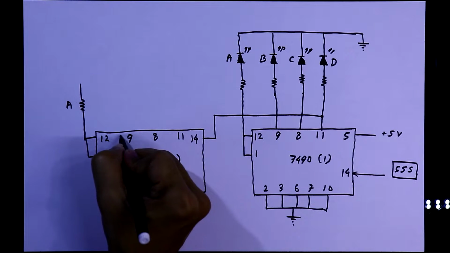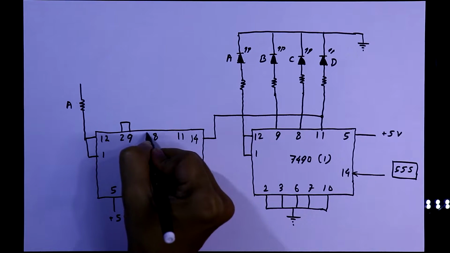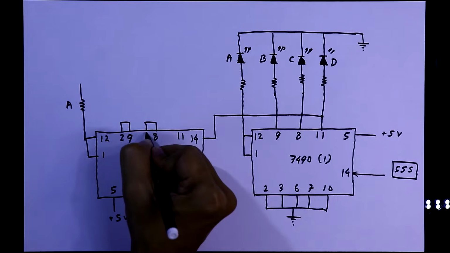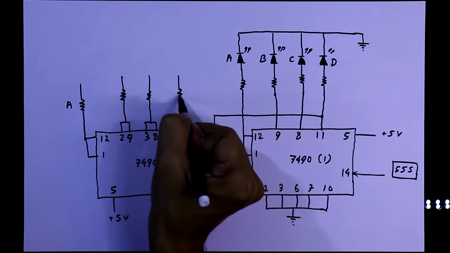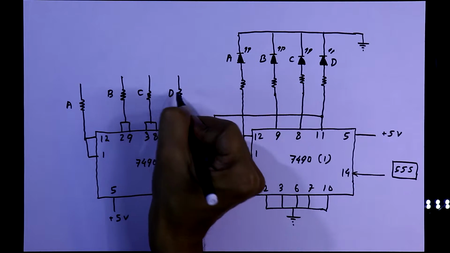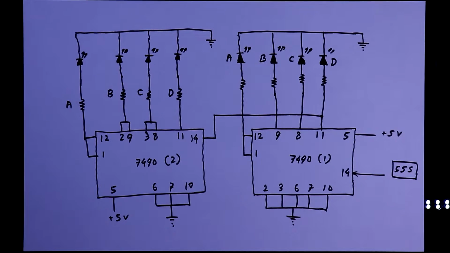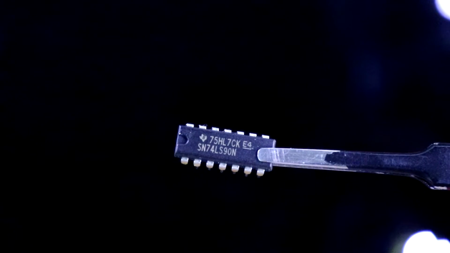Then pin number 9, 8 and 11. With pin number 9, we have to connect pin number 2, and with pin number 8, we have to connect pin number 3. This will be output B, C and D. Now we'll see this circuit on the breadboard.